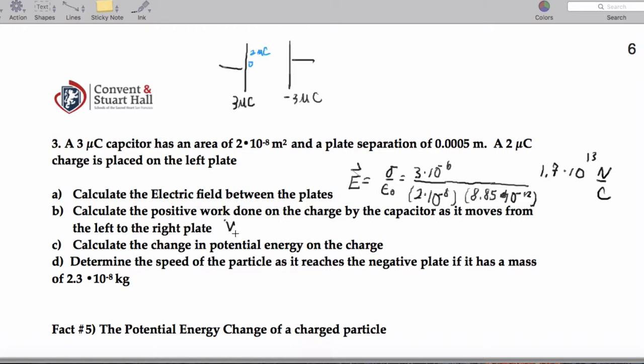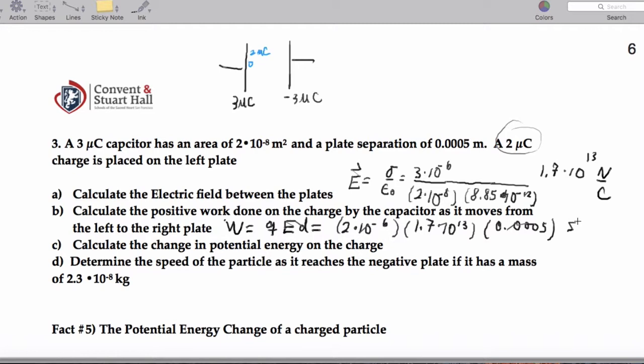So again, the work is going to be Q times E times D from the previous page. So that's going to be 2 times 10 to the negative 6th, because this is the charge that we were talking about, times E, which is going to be 1.7 times 10 to the 13th, times the distance between the plates, which is 0.0005. It's going to be a significant amount of work. Let's just see what that is.